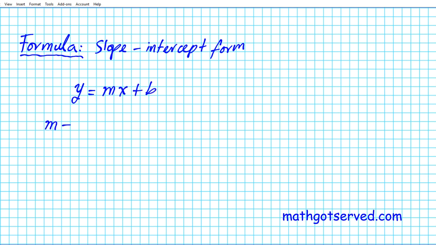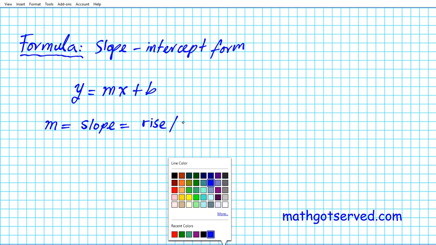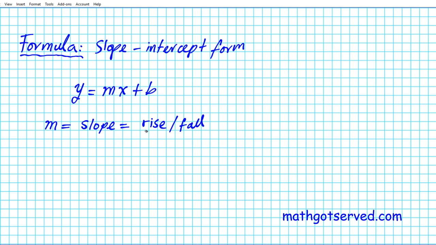M represents your slope. Your slope is rise or fall divided by your run. You rise when you have a positive slope, and you fall when you have a negative slope. So keep that in mind. This will be referred to as directions in our examples.